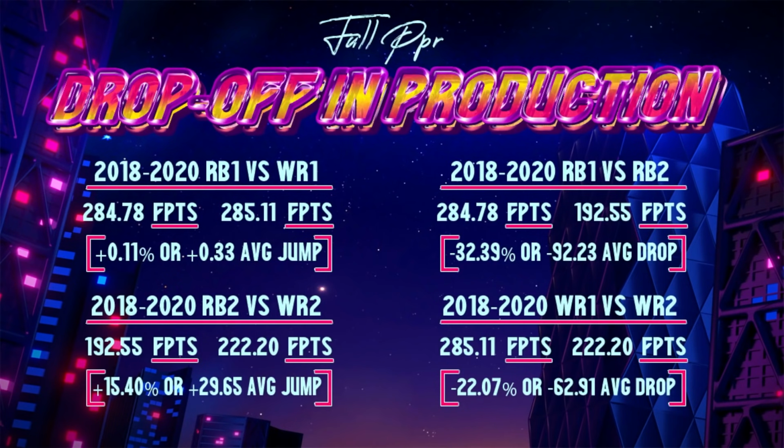When I took the drop-off in production and compared the average overall productivity of running backs who finish within the top 12 of their position in comparison to wide receivers who finish within the top 12 of their position from 2018 to 2020, I found the following numbers. The RB1s averaged 284.78 fantasy points per season, while the wide receiver ones slightly outproduced them by producing 285.11 fantasy points per season.